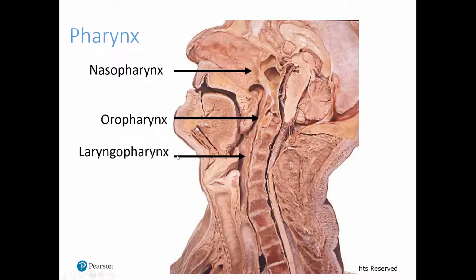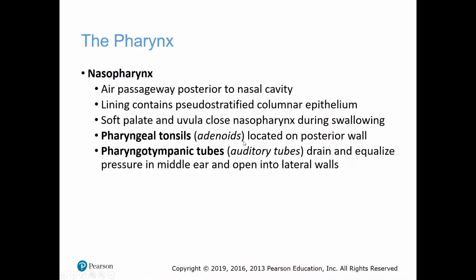Okay. So that's the purpose of the uvula, to help close off the nasal cavity. Now, we have the adenoids, the pharyngeal tonsils, in the back wall of the nasal cavity. And of course, we have the auditory tubes there to equalize pressure in the middle ear.